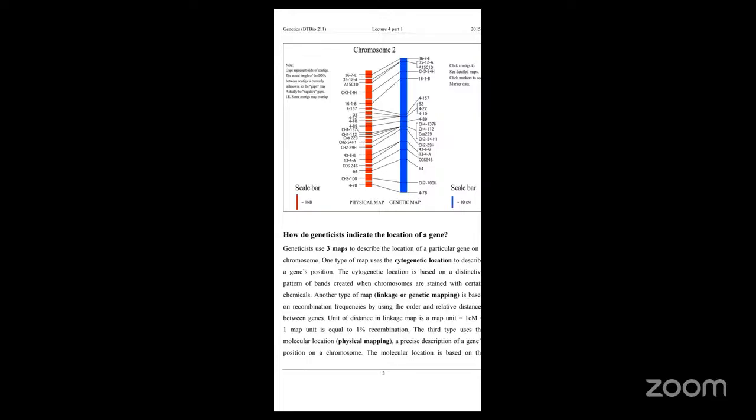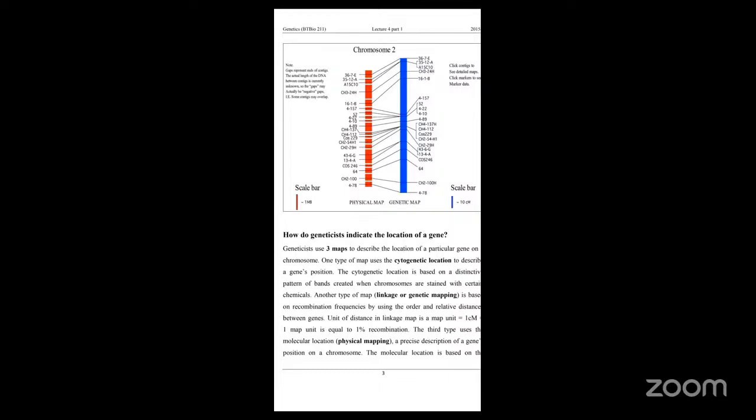Because this is given after the scientist's name, it is called Morgan. So one map unit is equal to how much? 1% recombination. And the third type actually uses the molecular location, that is physical mapping, where it will try to give you the location based on molecular phenomena.